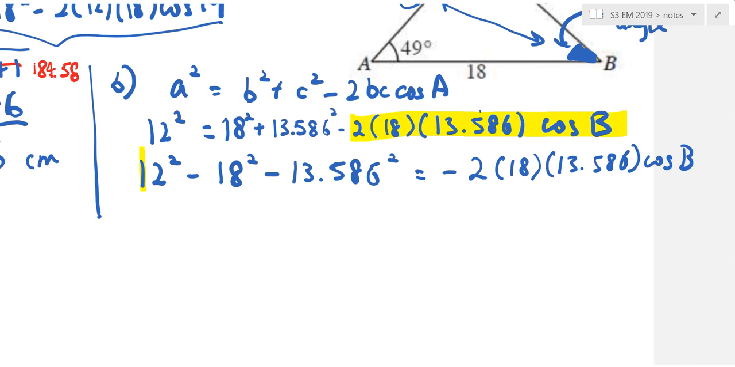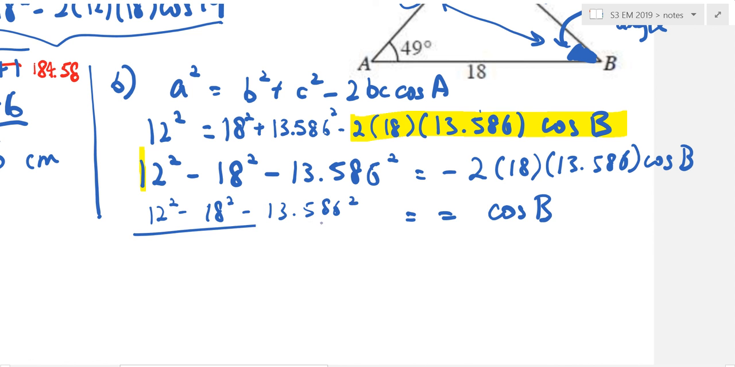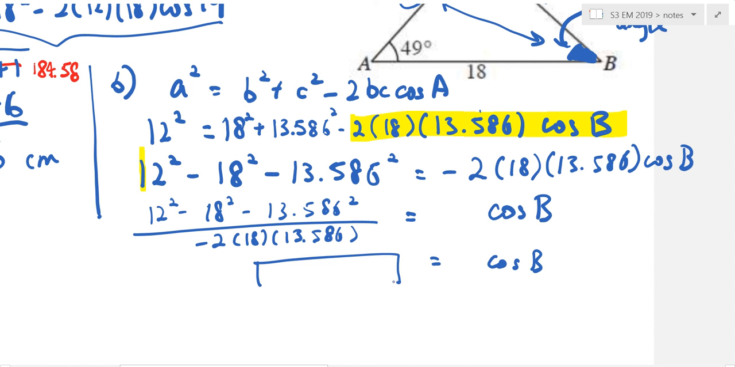All right. So now I'm ready to write down cosine B. Can you write down cosine B? 12 square minus 18 square minus, divide by negative 2 18. Can I have cosine B? Why is there 2 equal sign? Can I have the cosine B with one number? 0. Very cool.